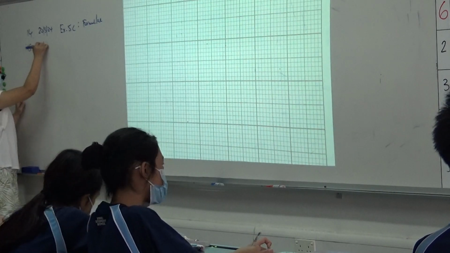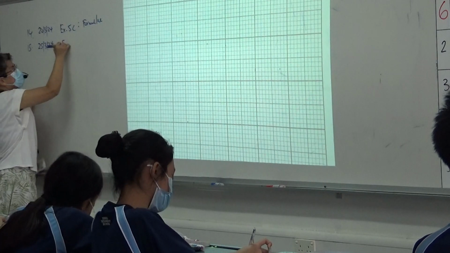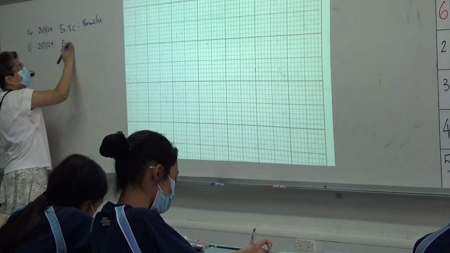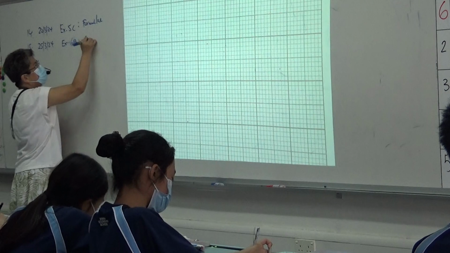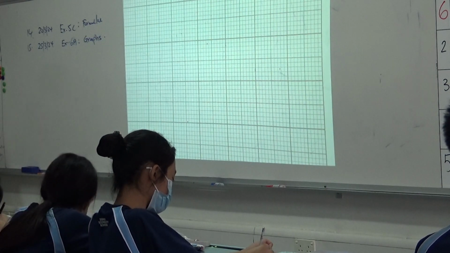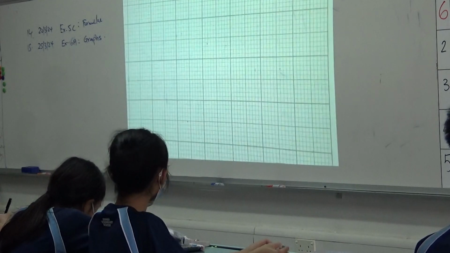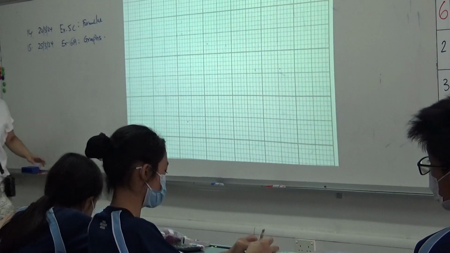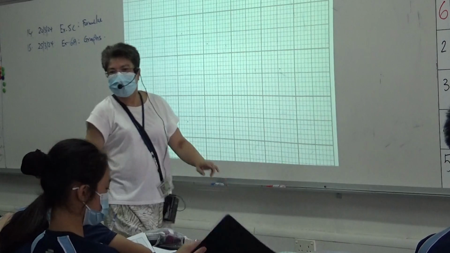Today's date is the 25th. Exercise 6A. Can you write graphs? Okay, then all of you take out one piece of foolscap paper. Not foolscap, one piece of graph paper.